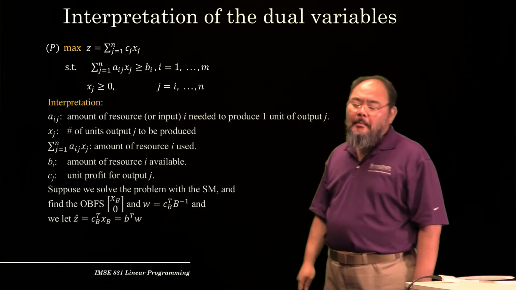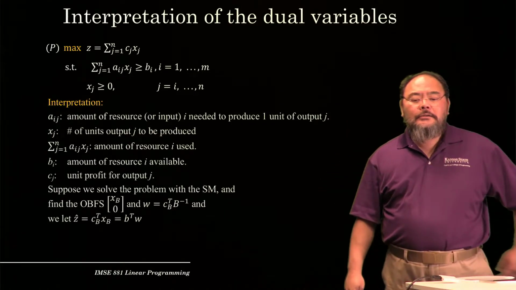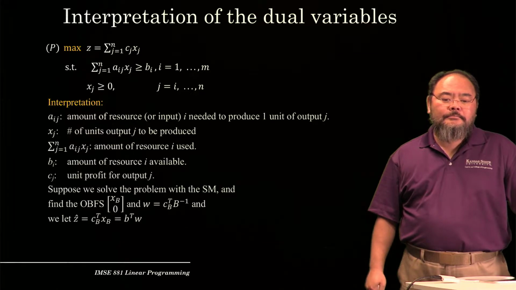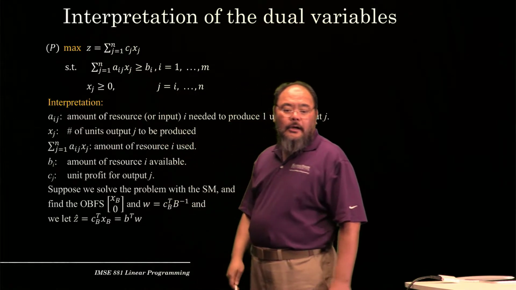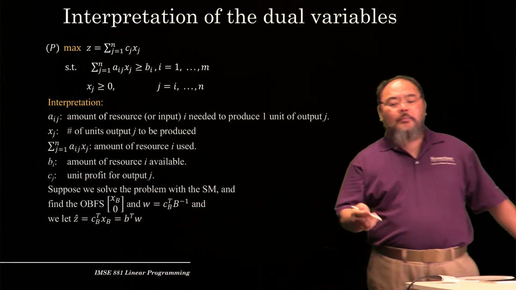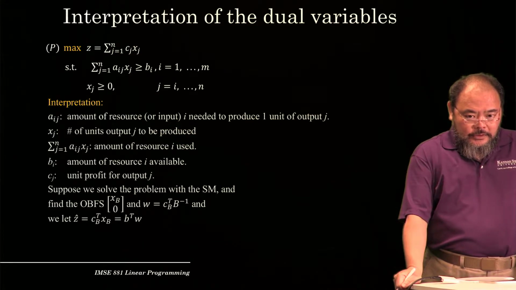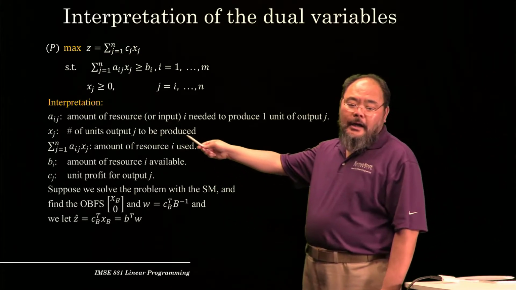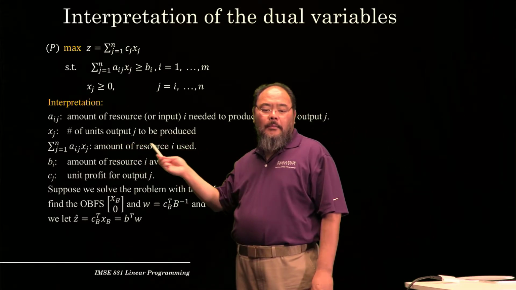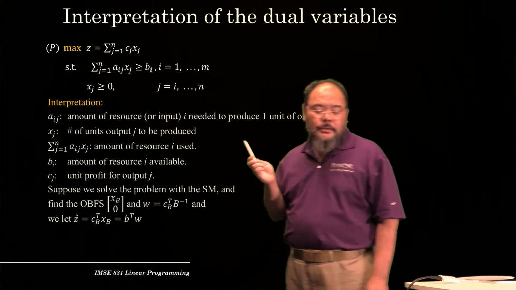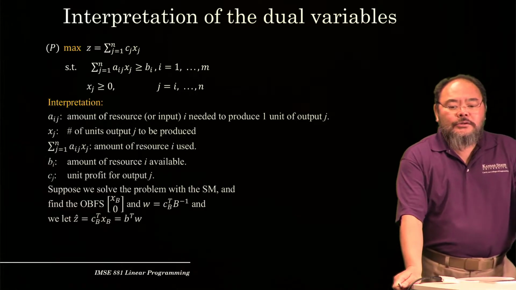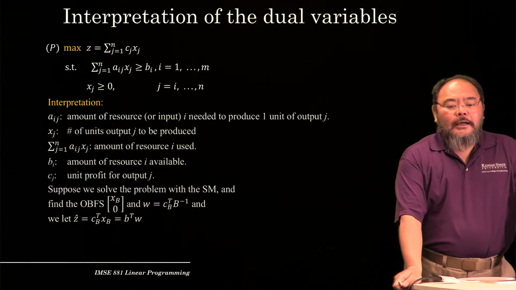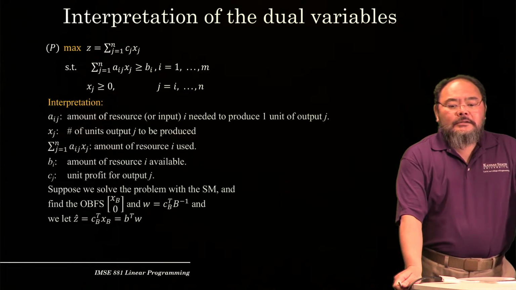a_ij represents the amount of resources or input needed to produce 1 unit of output. And then our decision variable, x_j, right here and here, is the number of units we plan on producing. And the summation of a_ij times x_j equals the amount of resources we are going to use. And b_i represents the amount of resource available for resource i. c_j represents the unit profit for output of product j.